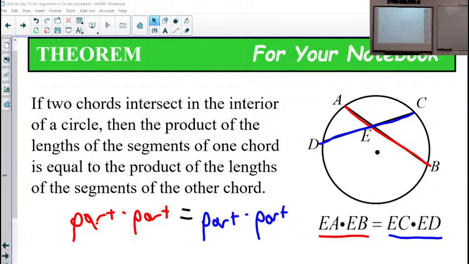And you can see that in the way the segments are named. Here's E to A, and here's E to B in red. And then here's E to C, and here's E to D. Again, those are pieces of the segment in blue. So part times part equals part times part.